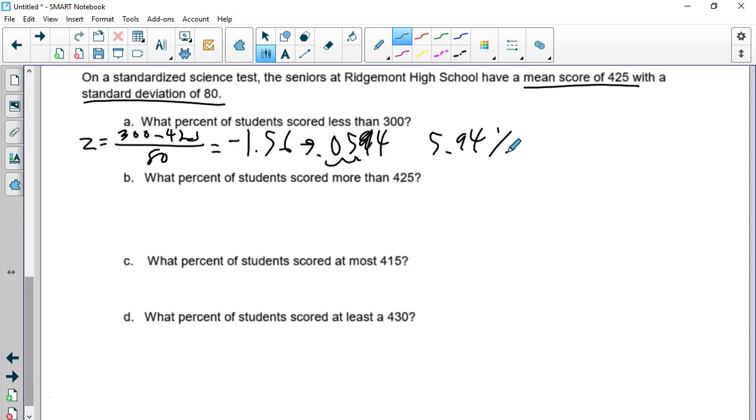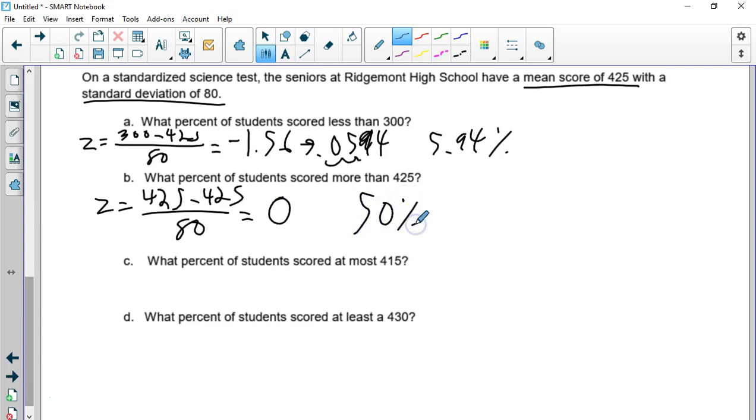What percent scored more than 425? Well, for 425, you do our z-score, 425 minus 425 over 80. Shouldn't need a calculator for this one. That's going to be 0 over 80, or 0. Well, you shouldn't need a chart for that one, because 0 is right down the middle, so that means we're talking about 50%. So 50% scored less than, and 50% scored more than, because it's straight down the middle.